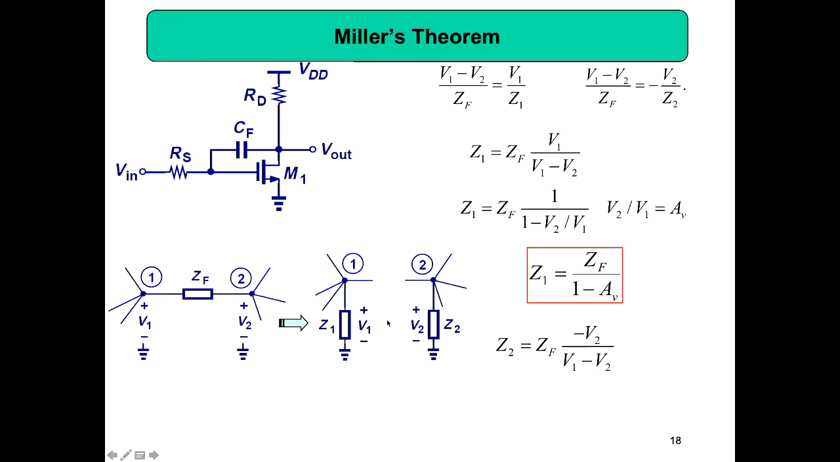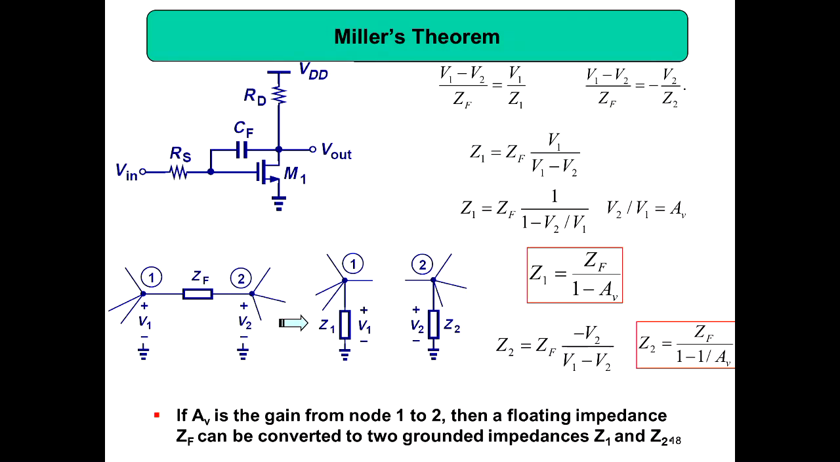Then you can split it as I discussed. The same current is going, the same current is coming in. So that is called Miller's theorem. If AV is the gain from node 1 to 2, then floating impedance ZF can be converted into 2 grounded impedances Z1 and Z2. We will continue in the next lecture.